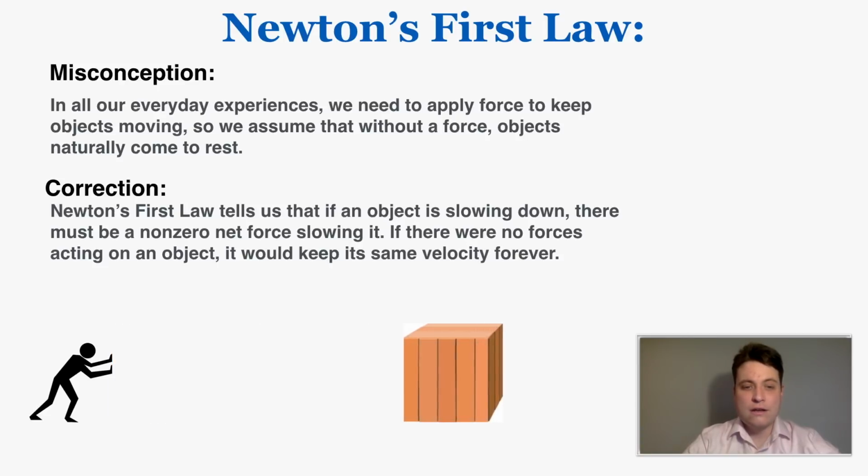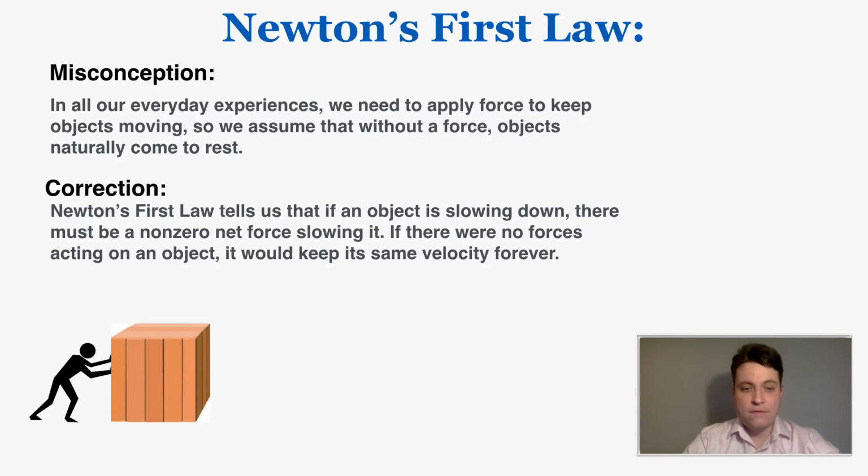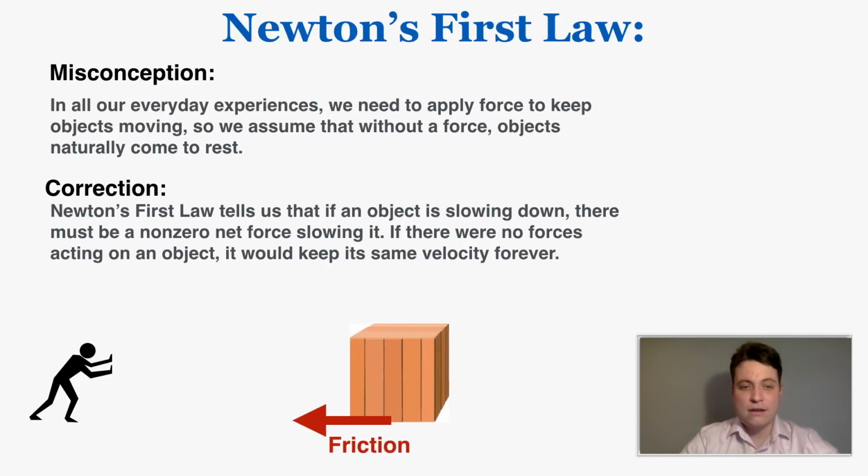The correction here is Newton's first law tells us that if an object is slowing down, there must be a non-zero net force slowing it. If there were no forces acting on an object, it would keep its same velocity forever. So the reason why this box slows down is not because objects naturally come to rest. Newton's first law tells us that with no forces acting on them, they actually keep going and going and going forever. So the reason why this box is slowing down is because there must be some non-zero net force acting on it. In this case, that would be the force of friction pushing back against the motion.